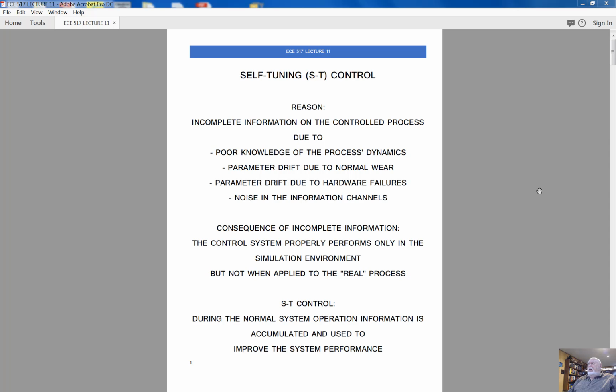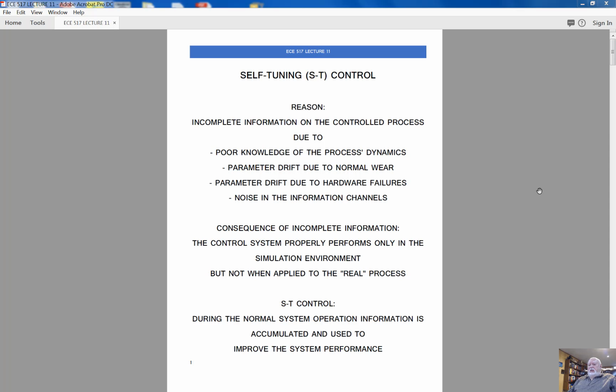We build a control system that performs perfectly in the simulation environment. But as you apply this control law, these parameters of the control law, to a real process, the system does not perform as it was required.